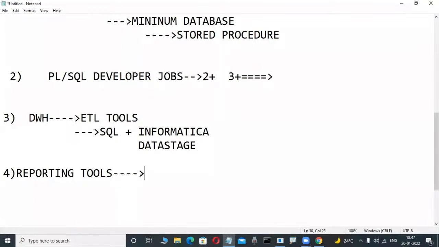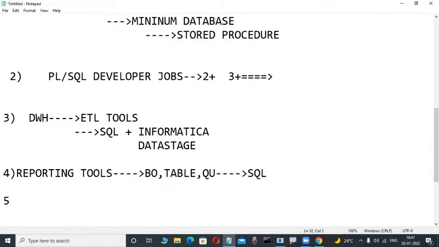Suppose in Oracle-related areas, BOS, OBI. Nowadays these types of tools are there: Tableau, QlikView. These tools are an easy way in. The people getting those jobs need minimum basic SQL knowledge, so those persons also learn these courses.